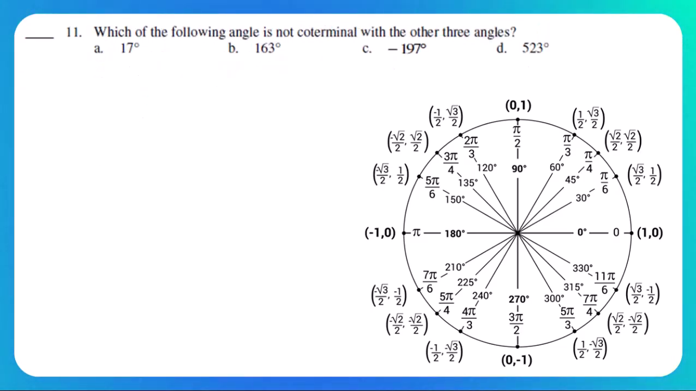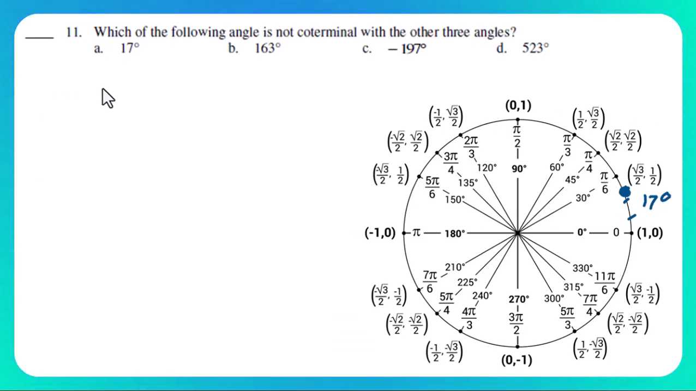Number 11, which of the following angles is not coterminal with the other 3 angles? So what we're going to do is we're going to take 17 degrees. Let's find that first. So 17 degrees is going to be somewhere between 15 degrees is halfway. 17 degrees is going to be more up here somewhere. So it's not one of our special angles. Let's just get a reference point.